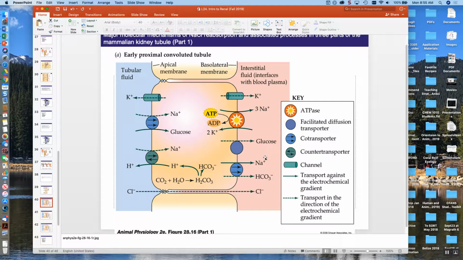Pretty good? It's kind of nice to go through this. You all have the tools to understand all of the transporters, these epithelial cell properties, right?